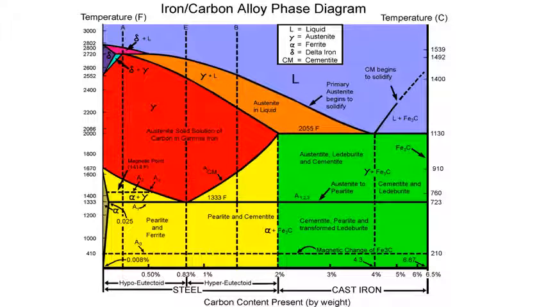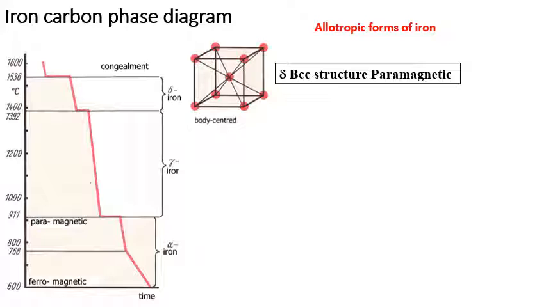Okay, so once we understand how we can deal with the iron carbon diagram, let's see what the allotropic forms are. Allotropic form means the different crystal structures which occur at different temperatures. So one is delta ferrite, which occurs at 1495 degrees Celsius, a peritectic reaction, and it is a BCC structure, that is body centered. Already we know how a BCC structure appears.